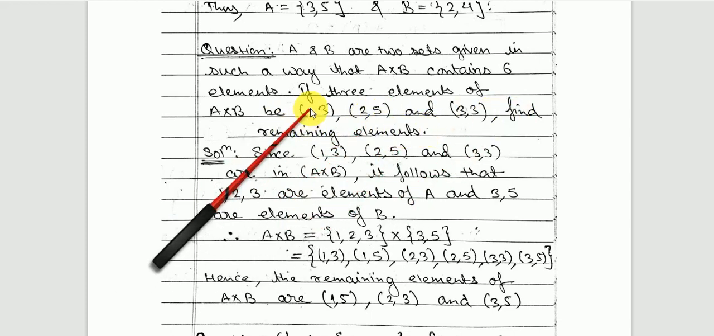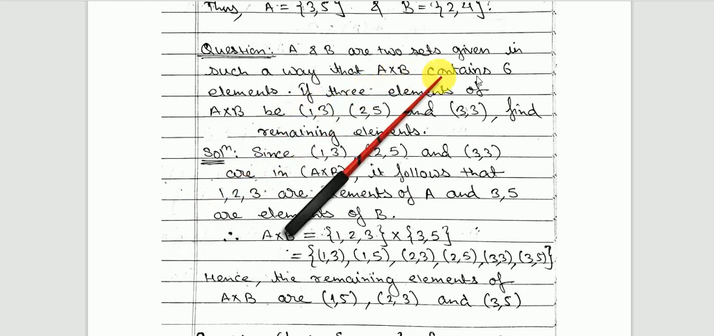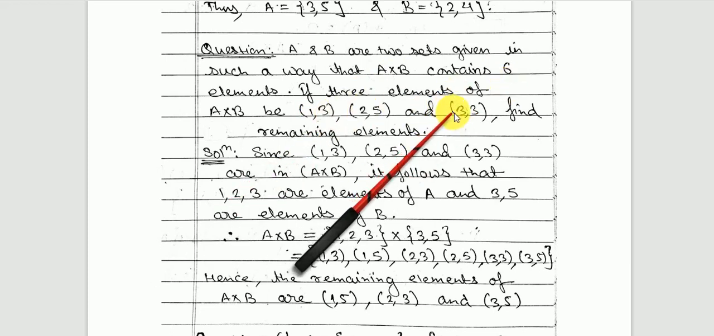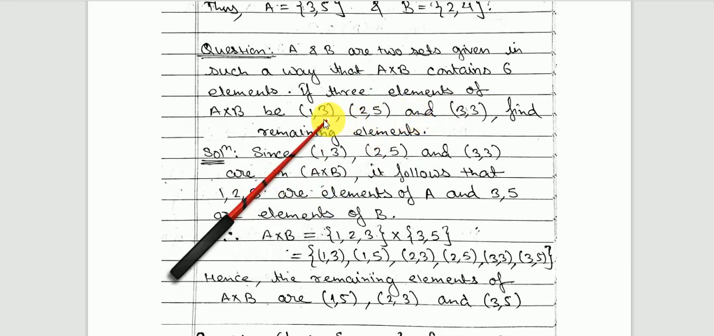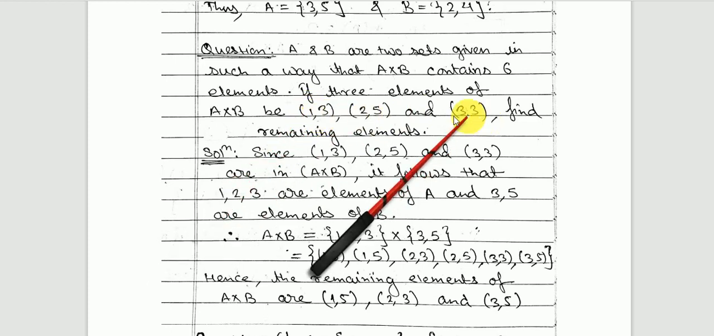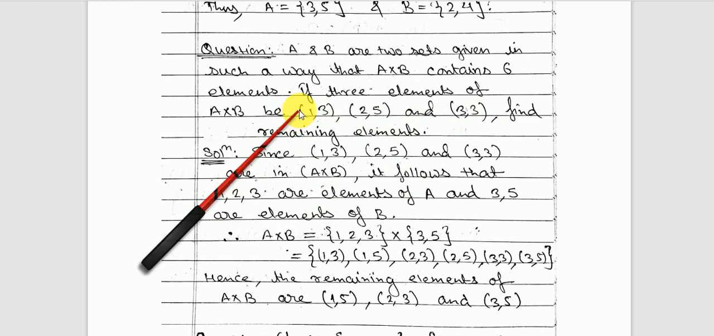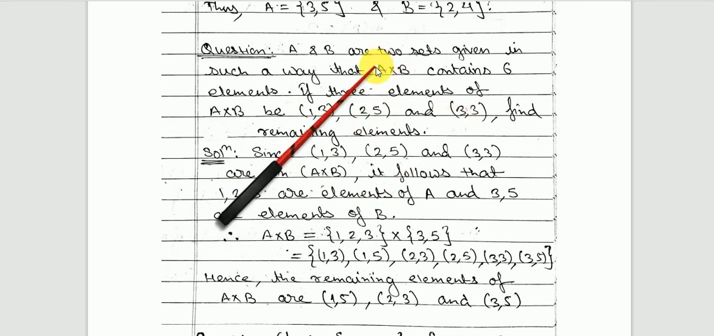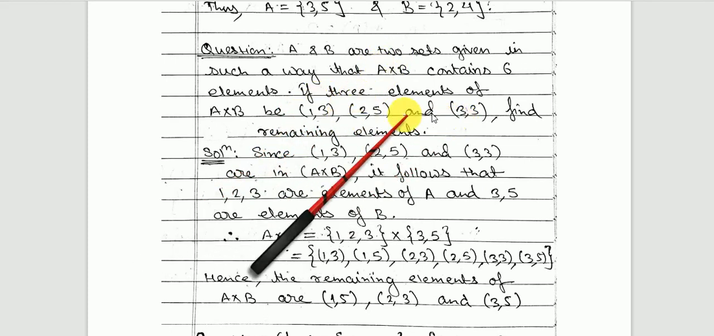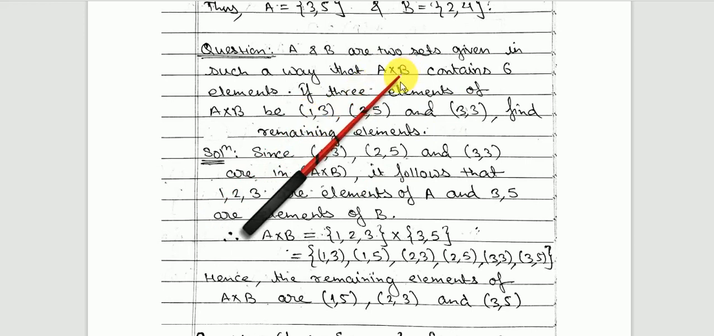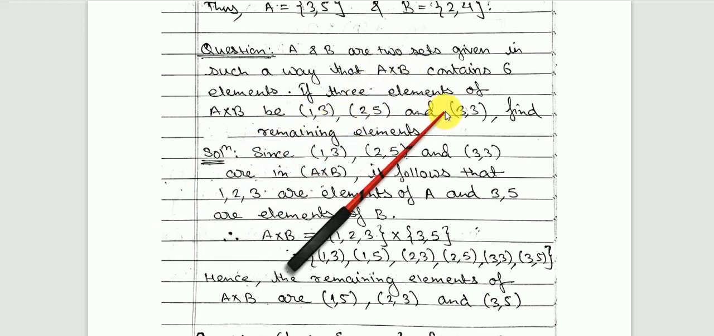So here A and B are two sets, and their Cartesian product A cross B contains 6 elements. Out of those 6 elements, we are given 3 elements, and we have to find the remaining elements. Before that, we have to find the elements of A and B. From these 3 ordered pairs, the first components will always be from set A, because these are the elements in A cross B.